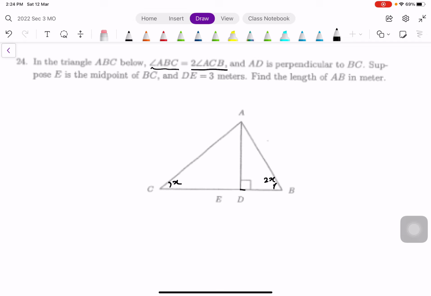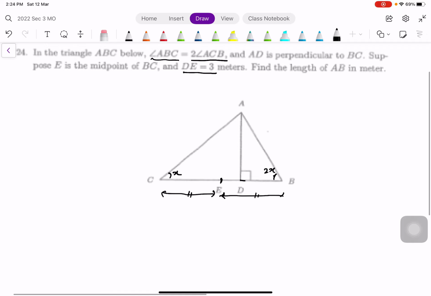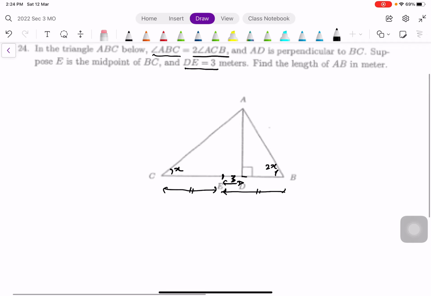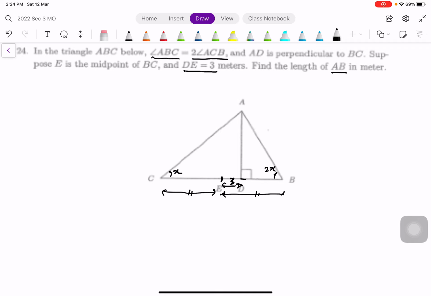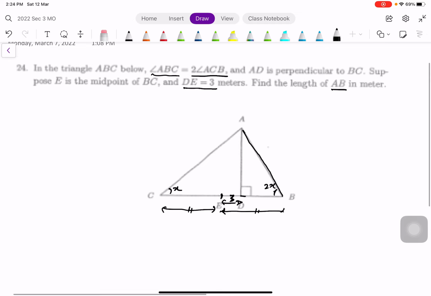Suppose E is the midpoint. Therefore, in this case, can you see that this part here and this part, this is the midpoint, therefore this is equal to this, right? And it is given that DE is 3 meter, so take note, this part here is 3 meter. Okay, therefore, can you see that they want you to find the length of AB, that means they want you to find the length of this one, AB, in meter.